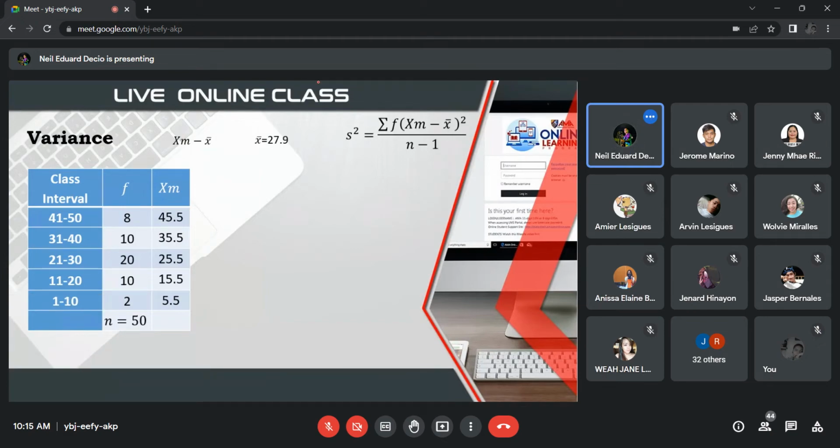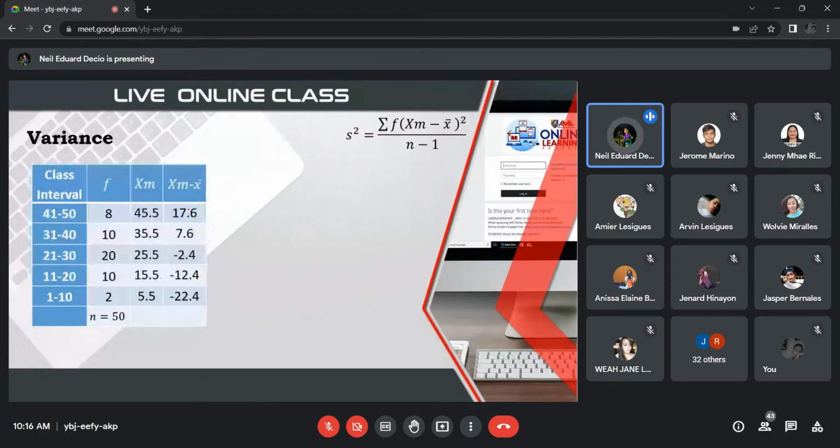Okay. So according to the formula, I have to subtract XM by X bar. So lahat ng class mark natin, I would subtract by 27.9. And I'm going to add another column. So that is 45.5 minus 27.9, that is 17.6. 35.5 minus 27.9 is 7.6 and so on. So ito siya, that's just XM minus X bar. This column, lahat ng yan is just the difference of the XM minus 27.9.